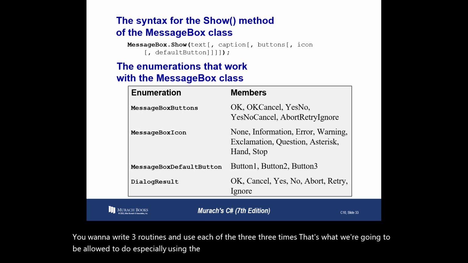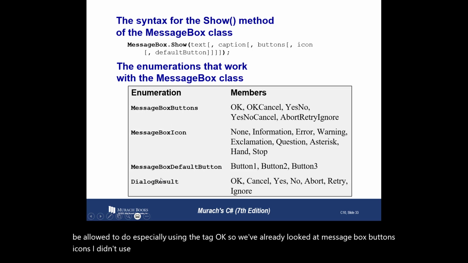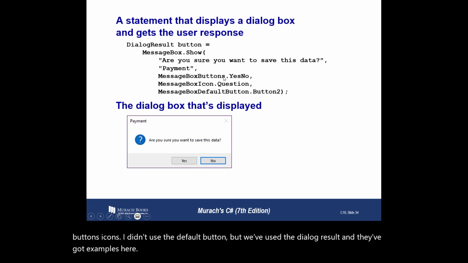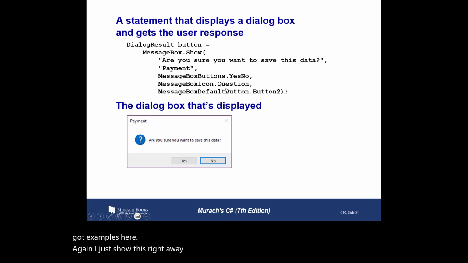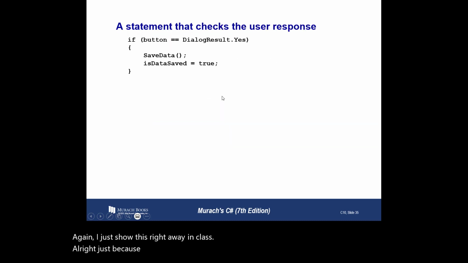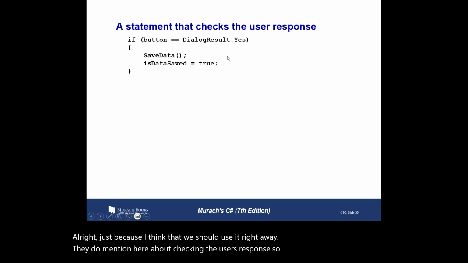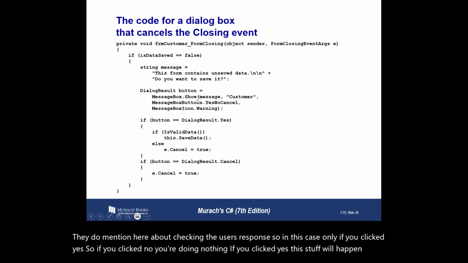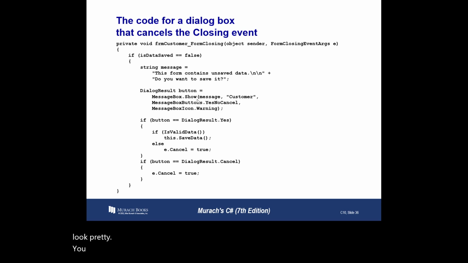Okay, so we've already looked at message box buttons, icons. I didn't use the default button, but we've used the dialog result. And they've got examples here. Again, I just show this right away in class, because I think that we should use it right away. They do mention in here about checking the user's response. So in this case, only if you clicked yes. So if you click no, you're doing nothing. If you click yes, this stuff will happen. Should look pretty familiar to you, and it hopefully at least makes a lot of sense to you.